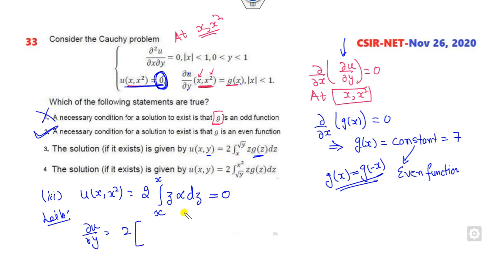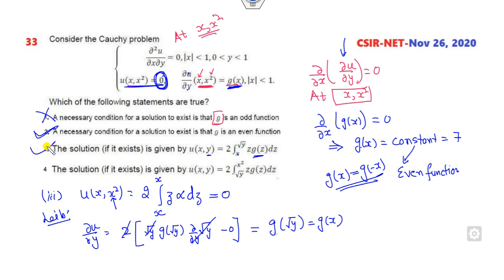Partial derivative with respect to y is g of root y, and the partial derivative with respect to root y, and it is x, it will be 0. The partial derivative of this is 1 by 2 root y, so this will be cancelled out. Upon here, it is g of, now add the value of y, that is x square, it is my g of x. So it is also satisfied. Both the conditions are satisfied, so this is the right answer.